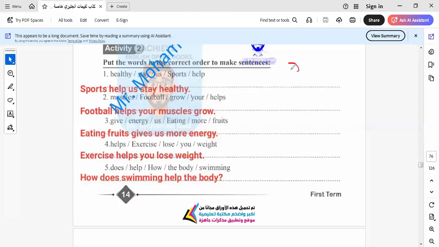So here we have the subject, verb, object. I would like to know how to write it. Here it is: subject plus verb plus object. So I start here, the subject here is sports. Where is the verb? Help. Help what? Help us stay healthy. Let's go to another one. Football, what? Football helps our muscles grow. Here is eating fruits. It will be eating fruit gives us more energy. Let's go to another one here.